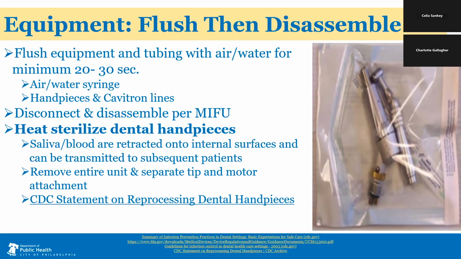Prior to air-water line detachment and removal of connected devices, the handpieces and air-water syringes should be flushed. Then they should be entirely removed for sterilization, if they are not one-time use. The entire handpiece, including motor, should be heat sterilized after each use because the CDC has determined that handpieces can retract patient materials into motor components that can later be transmitted to the next patient.